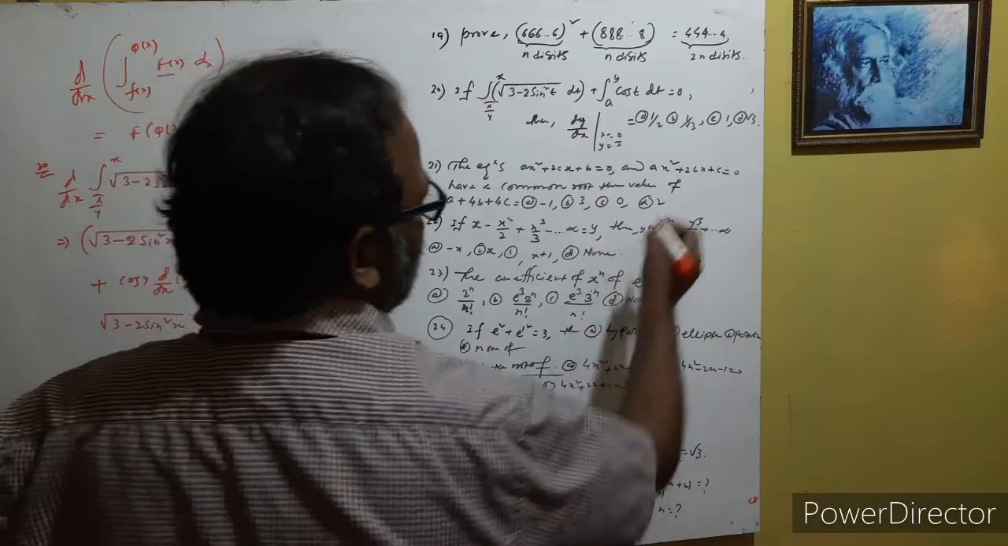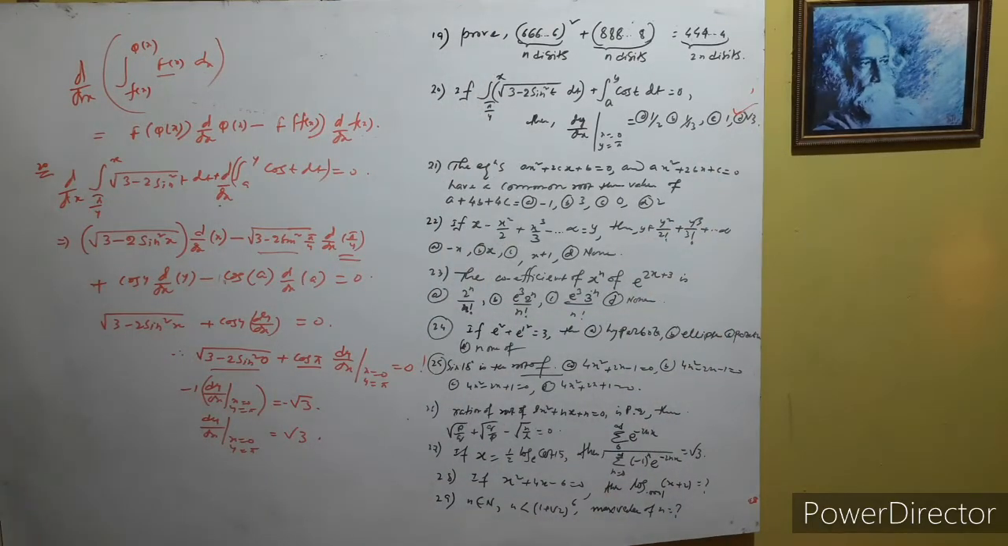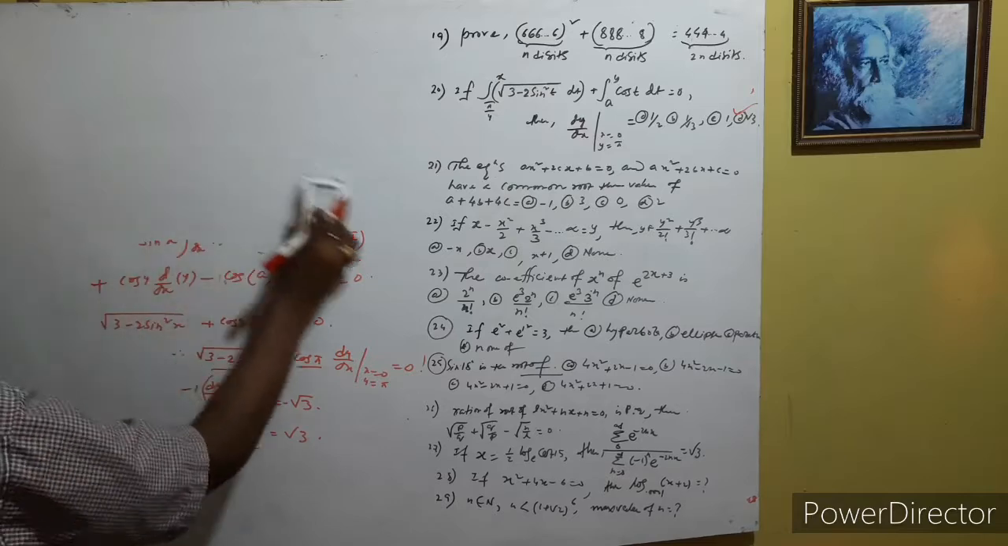So this is option D. Very interesting question. See carefully, okay? Now proceed to solve into fast.